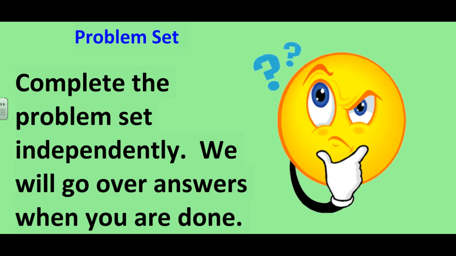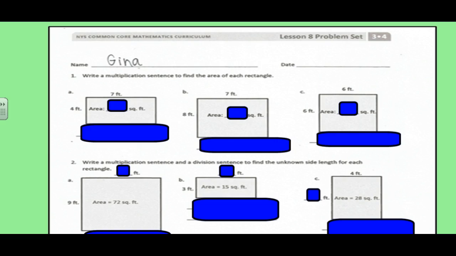Okay, we're going to start on the problem set, so if you need to push pause and get that out and get that ready, you can do that now. Okay, so we have a lot of rectangles on this page. Some of them give you both side lengths without the area, and some of them give you one side length and the area, and it's missing a side length. So we're going to go ahead and look at number 1.